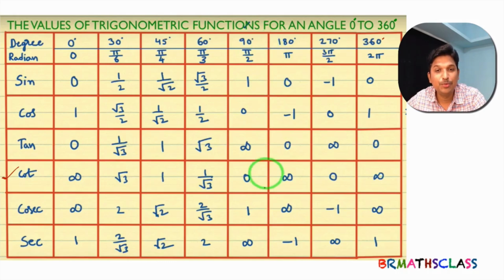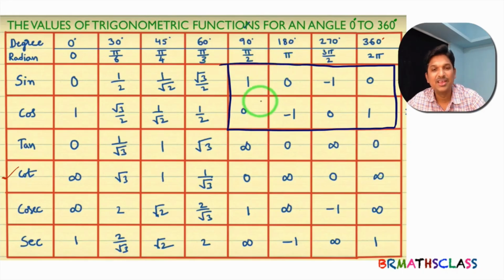So we learned up to this 90. 180 to 360 also we use frequently, but not as much as from 0 to 90. You check this part. See, 1 0 minus 1 0. Correct or not? It is easy to memorize.